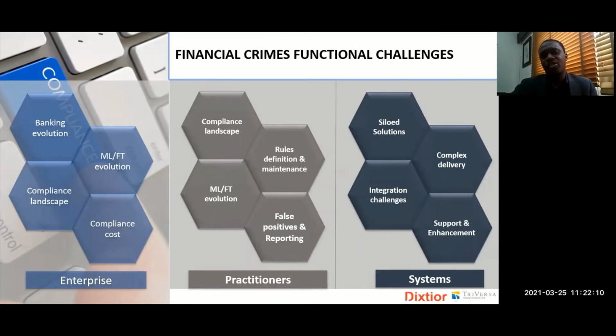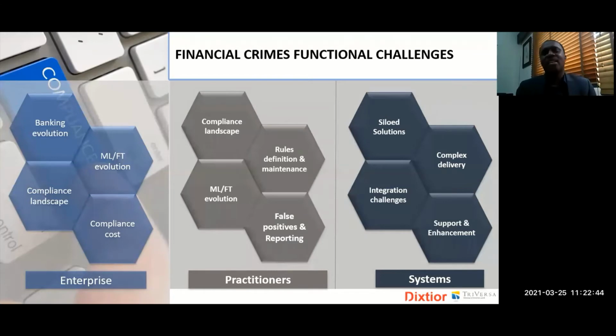And then you look at the practitioners themselves. There are also rules and definition maintenance, false positives and reporting. How do you manage false positives? Those are things you will really be concerned about in whatever solutions you're deploying. Of course, you will also be concerned about your systems. Jide has talked about monolithic systems in the past. We also have siloed solutions. You have your AML solution in one place, your fraud system in another place, and all that. And the complexity of the delivery, the integration challenges, and the support are also major concerns for us.